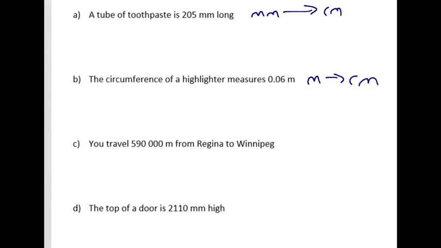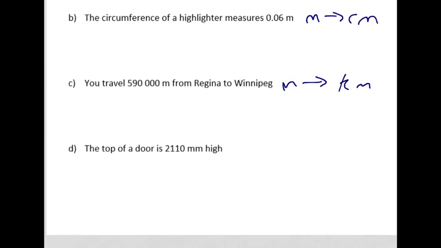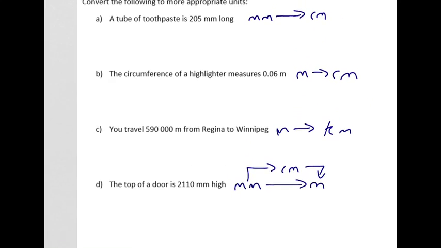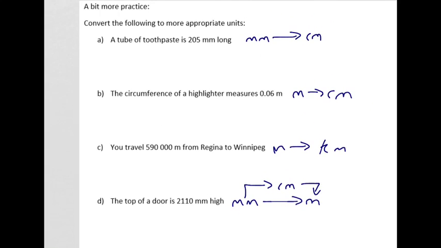You travel 590,000 meters from Regina to Winnipeg. Well, distances between cities are usually measured in kilometers, so you can convert that to kilometers. And the top of a door is 2,110 millimeters high. Probably just meters then. Yeah, we want to go to meters here. But what I want you to show me is if you can go millimeters to centimeters to meters, you're going to have to do two conversions just like the last example we did. So give those four a try on your own. If you need a hand, let me know. But let's see what you can do.